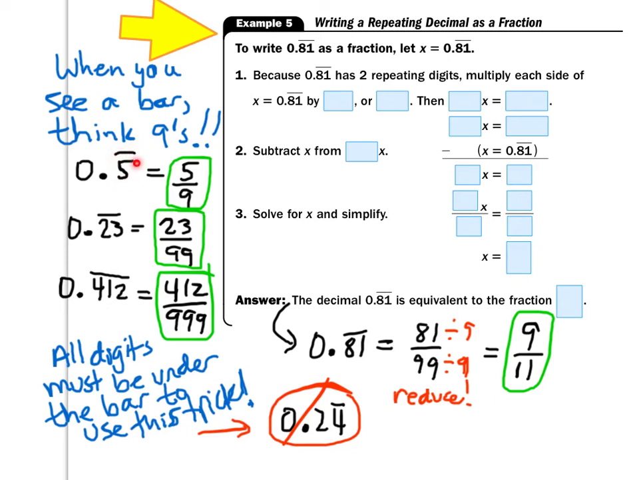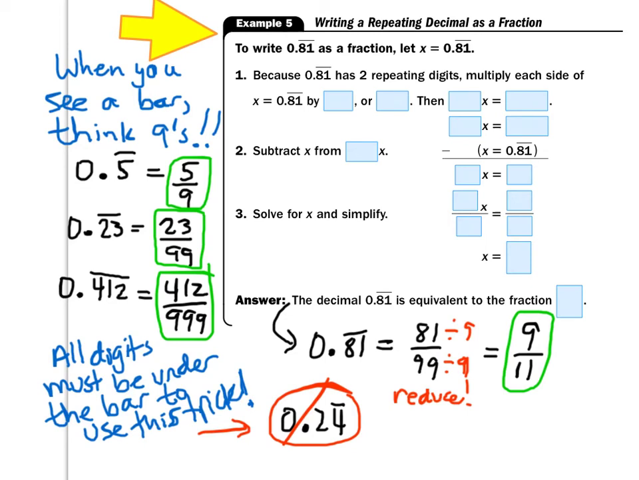Do you see how there's only one number repeating? So I only put one 9 in the denominator, and I just put the 5 over the 9. And yes, indeed, 5 over 9 is the same as 0.5 repeating. Take a look at this next example, 0.23. We'll see how there are two numbers under the bar, and so I put two nines, 99. So this would be 23 over 99.